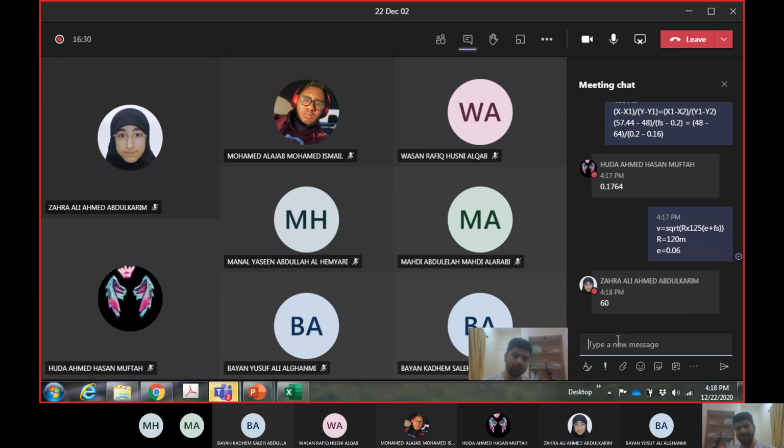Again, it's not matching exactly, but it is very close now. The difference is getting less and less. Earlier it was 48 and 62. Then we tried 64 and it came out to 57. And now we tried for 57 and it came out to be 60. So the difference is getting less and less.